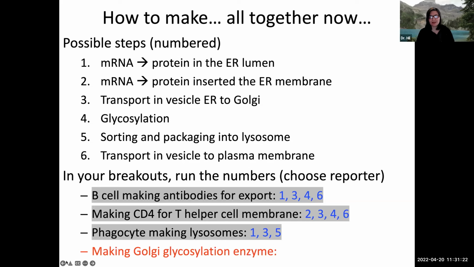Now, last but not least, what about those glycosylation enzymes that have to be inside the Golgi? What steps would be required to get them there? Put that into the chat. So I'm not sending you to breakouts for this one. You're just going to put them into the chat, see if we can all kind of get there.